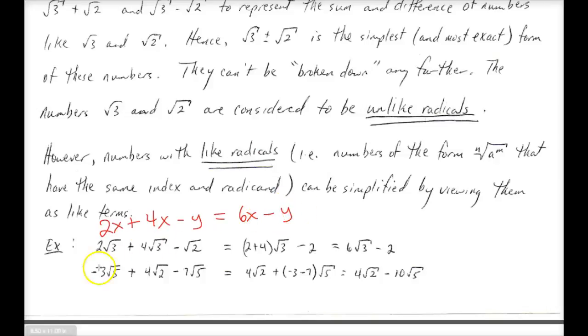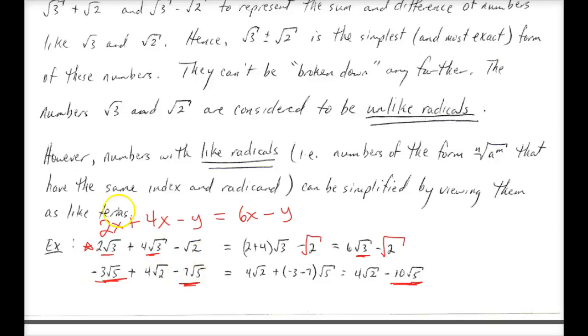In the same way, in this first example we combine the 2 times square root of 3 and the 4 times square root of 3 to be 6 times square root of 3. And of course, the square root of 2 is an unlike term, so it's by itself. There should be a square root on that. Similarly, we see that negative 3 times square root of 5 and negative 7 times square root of 5 combine together to be negative 10 times square root of 5. And we see that 4 times square root of 2 is by itself.